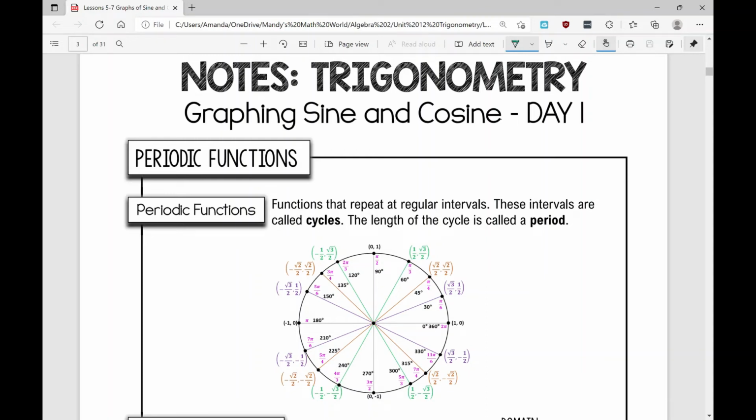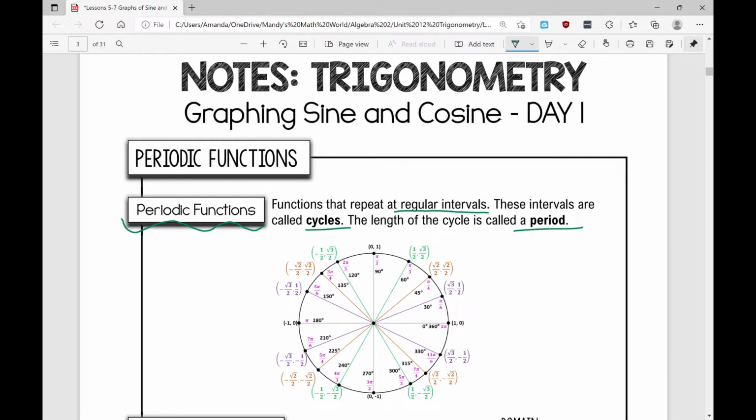Today's notes are over graphing the sine and cosine functions on the coordinate plane. These functions are periodic functions. What are periodic functions? They're functions that repeat at regular intervals. The intervals are called cycles, and the length of a cycle is called a period. And we'll get into that further as the notes go on.